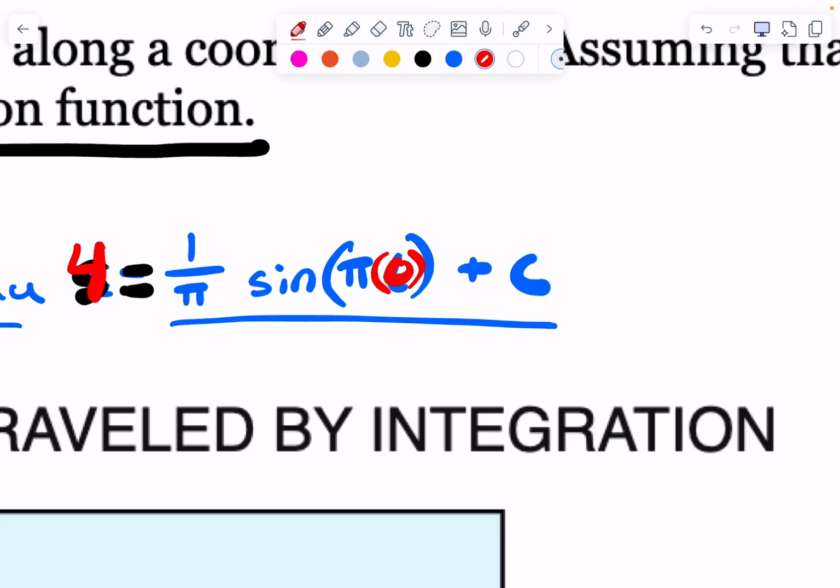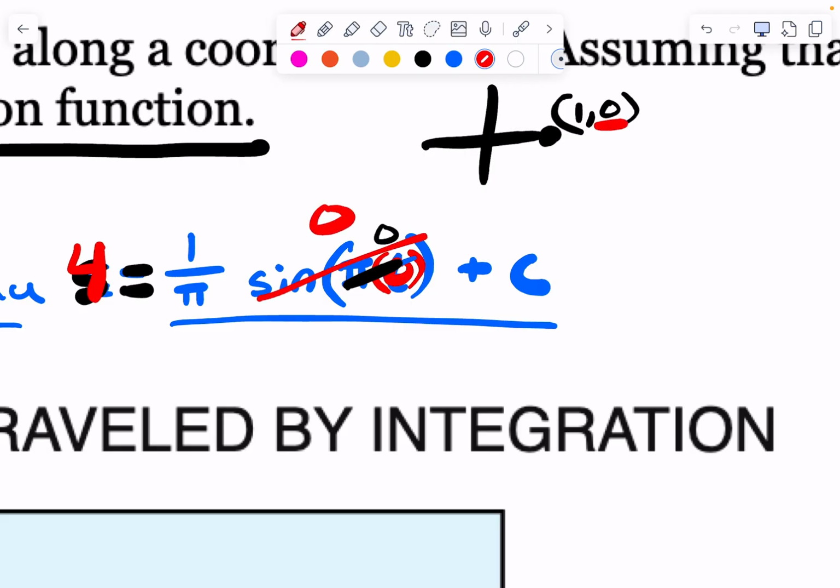All right. Okay, let's do this first. Sine of pi times 0. Pi times 0 is just 0, yeah? Okay, what is sine of 0? 0 is over here, right? That would be the coordinate 1, 0, and sine is the y coordinate, so you're right. It is 0. Okay, 1 over pi times 0 is just 0, so c is 4.